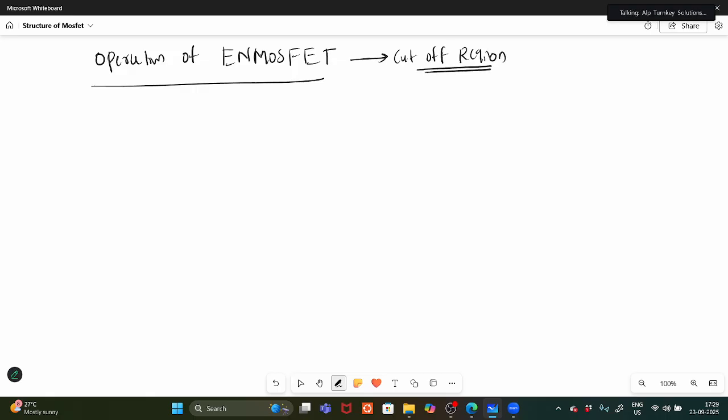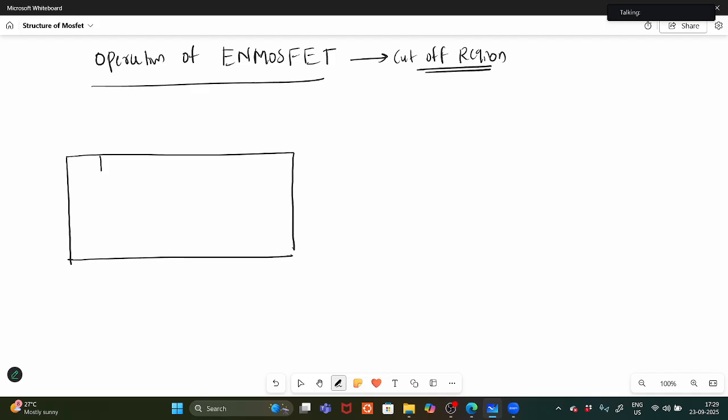So what is this cutoff region? We'll see. Okay, so cutoff region. Here I am drawing this MOSFET. So this is N plus, and this is one more N plus, P substrate, and this one is SiO2 layer.